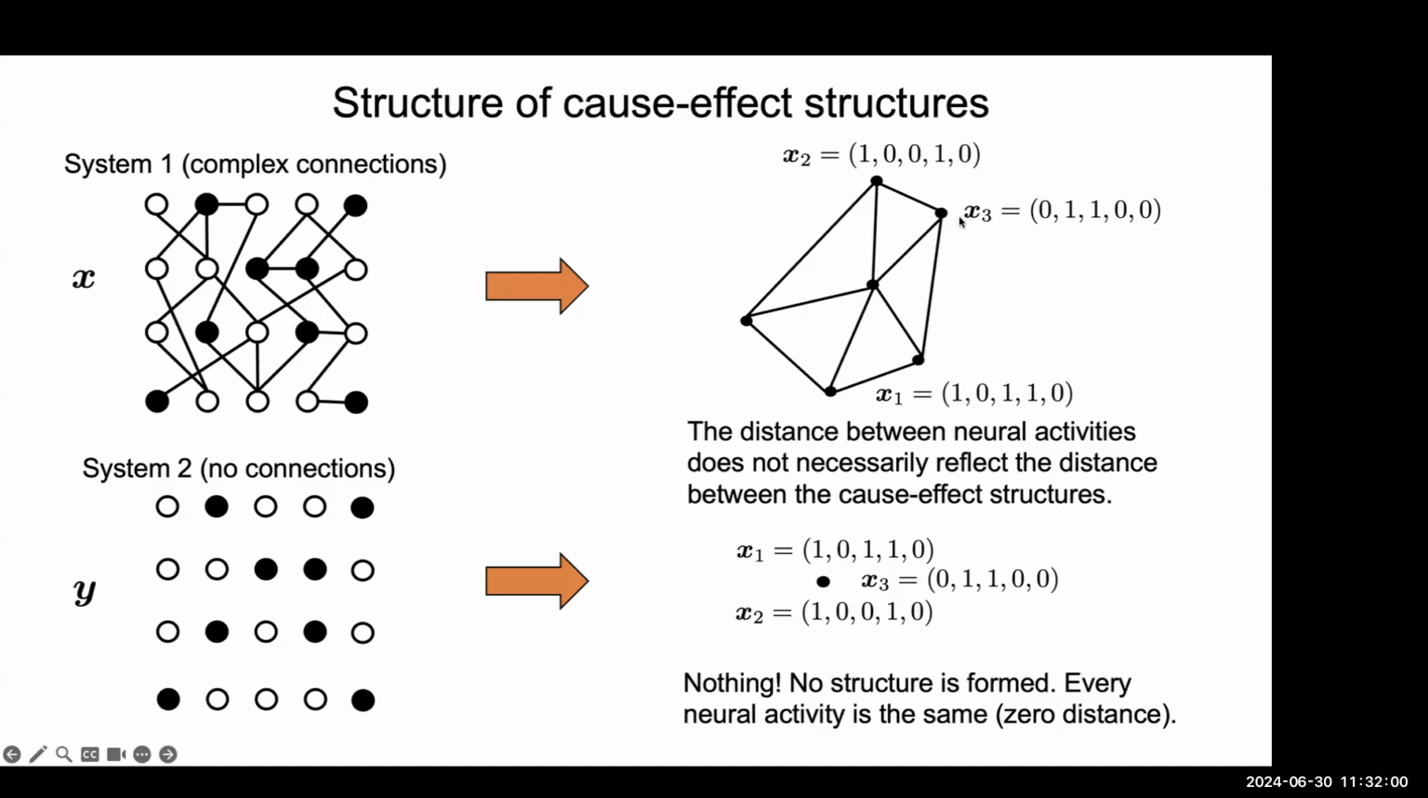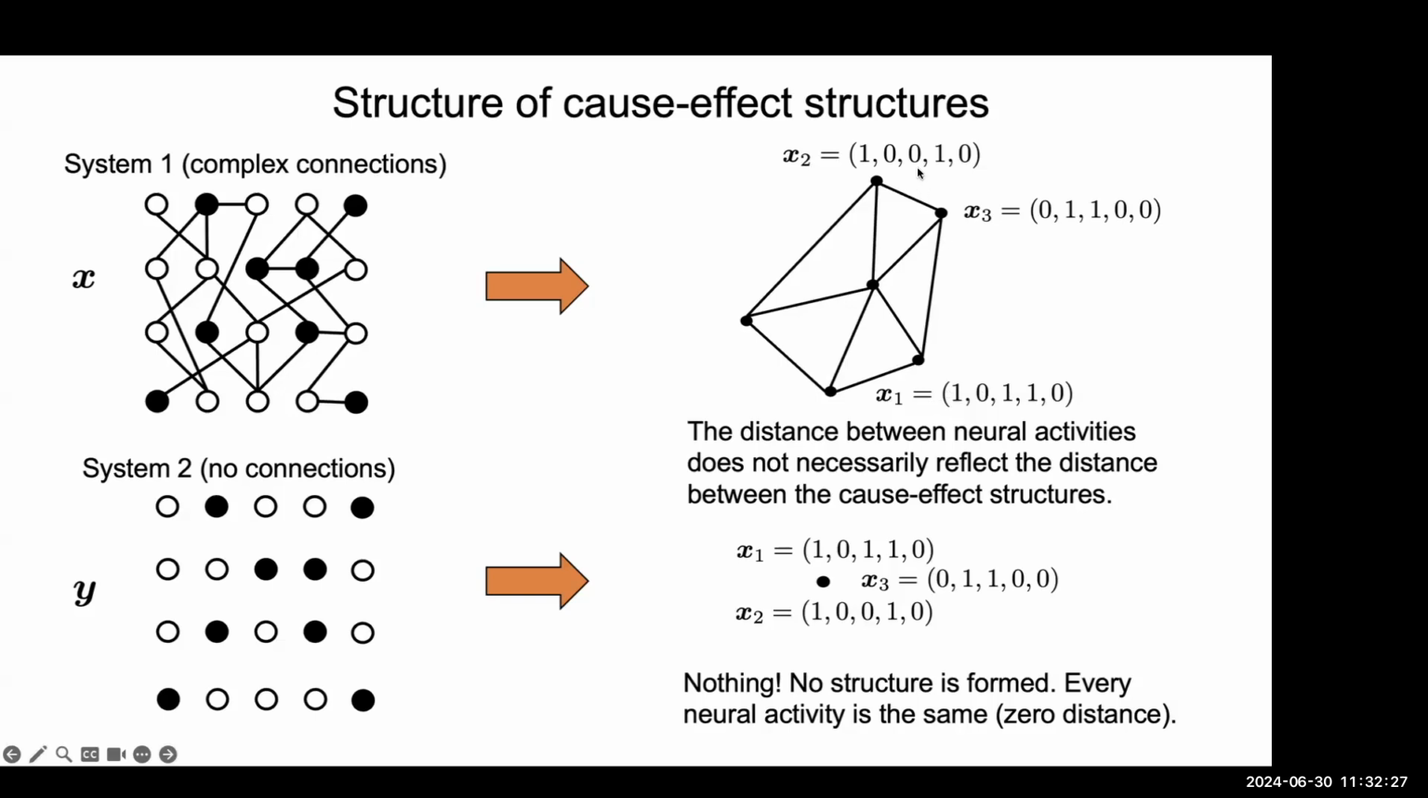And also the cause-effect structure given by neural activity. And then the distance between cause-effect structures corresponds to the dissimilarity of two experiences. That's a prediction. An important thing is that the distance between neural activities does not necessarily reflect the distance between the cause-effect structures.